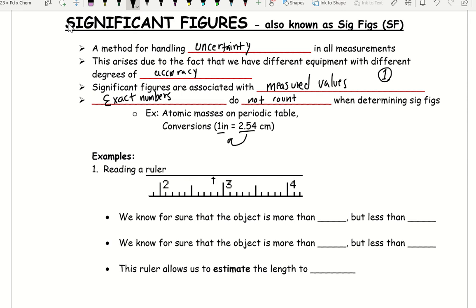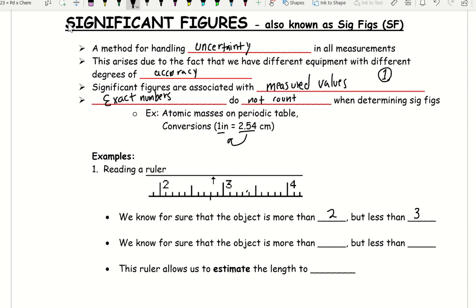Reading a ruler. Now this is actually tricky. A lot of people have a hard time with this, not for any reason other than just practice. So let's look through it. What is this measurement? Well, we know for sure that the object is more than 2, whatever units they are, and less than 3. Do we all agree on that? 100%. Okay, we know for sure that the object is more than 2 point something. What is this number right here?